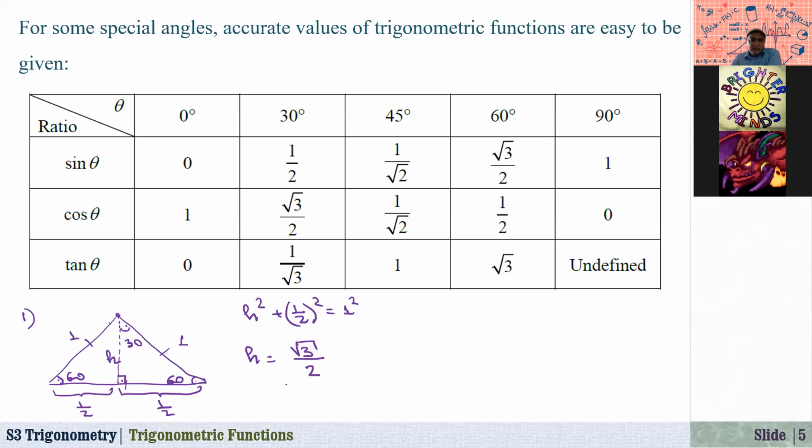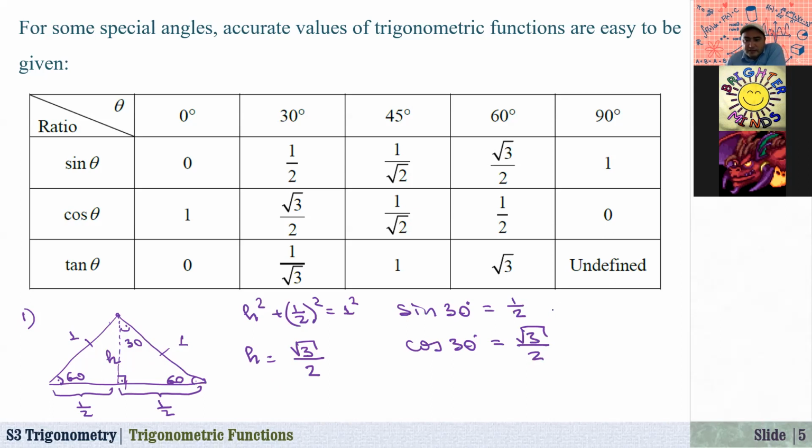So that's h. Now, using the definition, I can just write sine of 30. What is sine of 30? Sine of 30 is equal to opposite side over hypotenuse. Opposite side is 1 over 2, over 1, so I don't have to write the 1. So that's equal to 1 over 2. And how about cosine of 30? Cosine of 30 is adjacent side over hypotenuse, right? It's h over hypotenuse. And what is the adjacent side? It is square root of 3 over 2, over 1. That's why we don't have to write this hypotenuse.